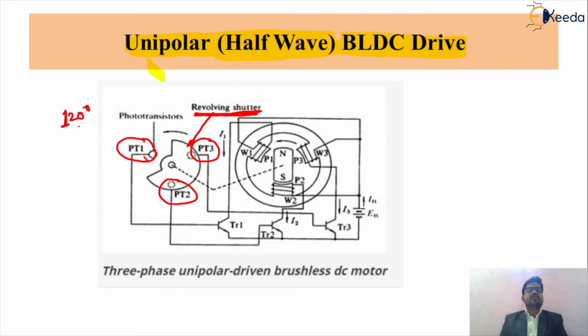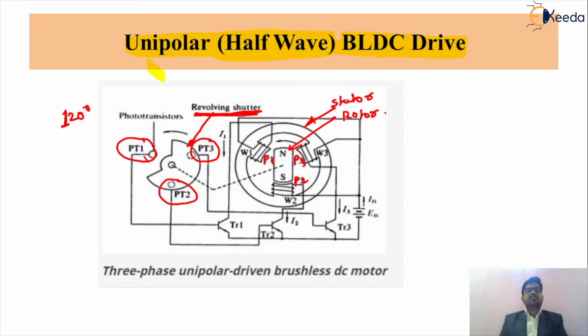Then we are moving towards the construction of the BLDC motor. As we know, this is the stator part of your BLDC motor, and this is the rotor of your BLDC motor. There is a winding called W1, W2, W3, and this winding will be inserted at the positions P1, P2, and P3.